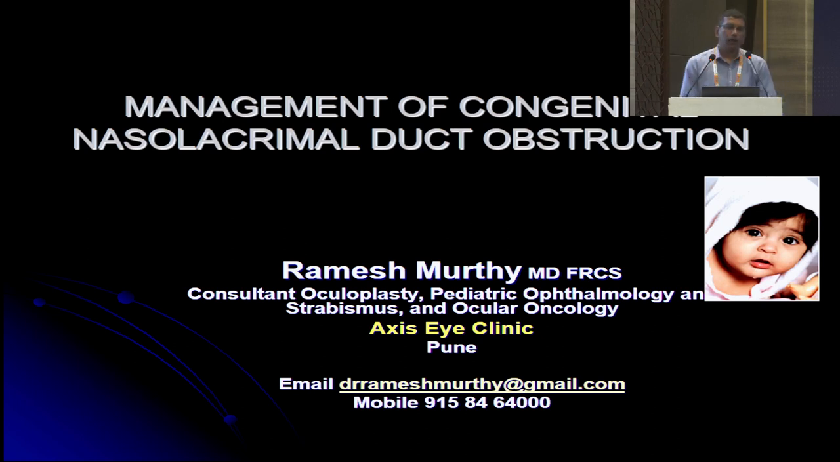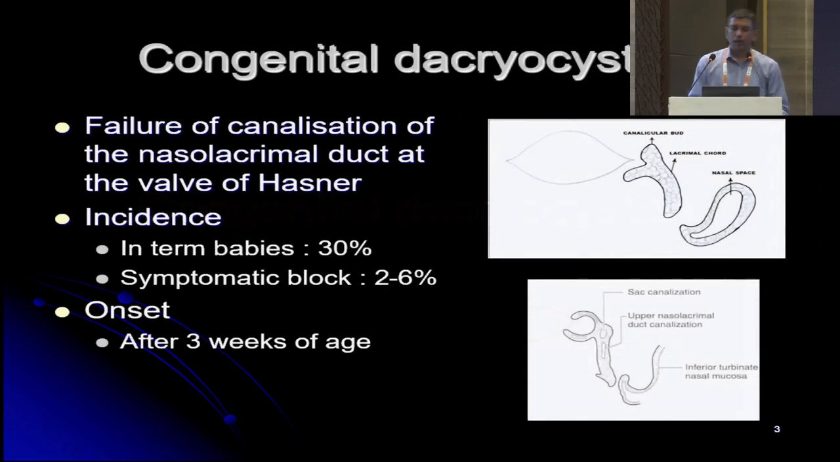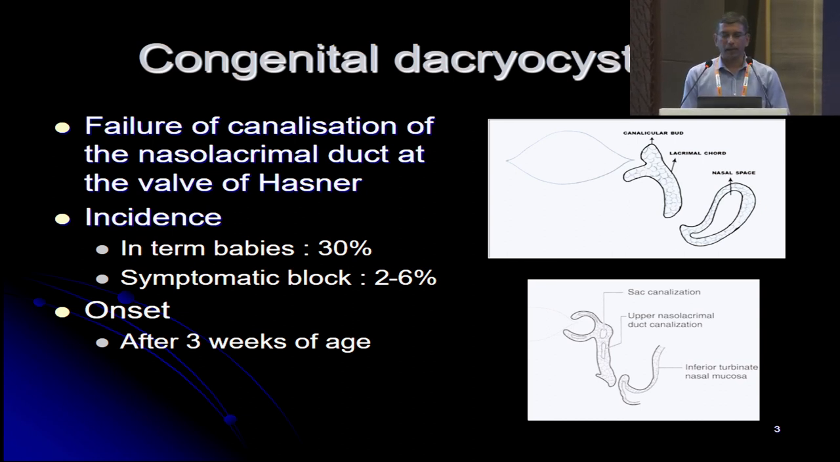and management of such patients requires not only taking parents into confidence, but also having clear guidelines on when to do the conservative management and when to operate. So, if you see the developmental side, congenital dacryostenosis or nasolacrimal obstruction occurs due to failure of canalization of the NLD. The commonest site is the inferior end, the valve of Hasner.